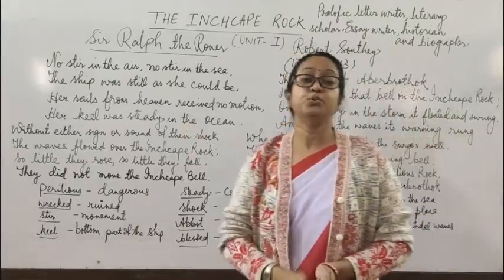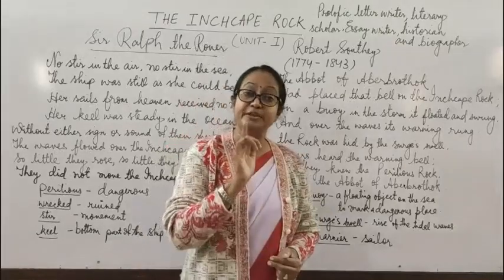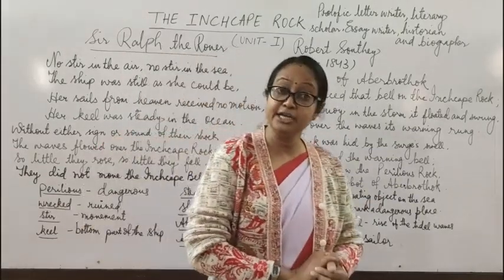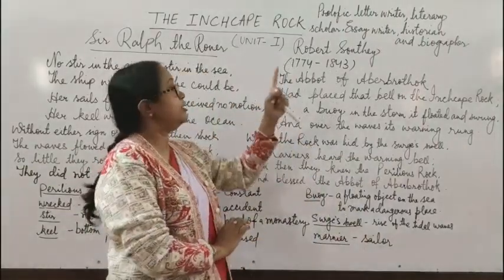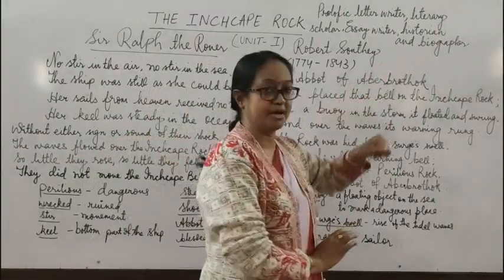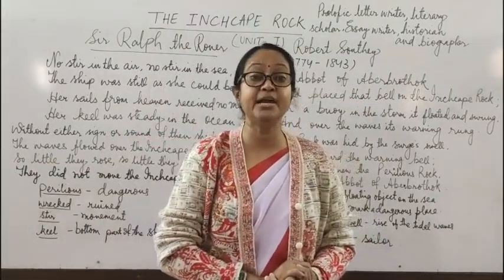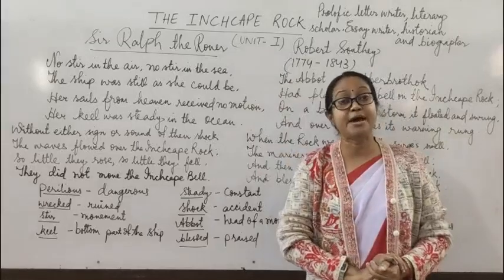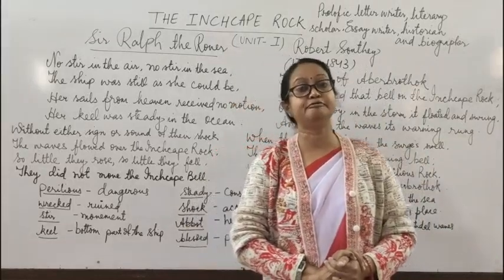Robert Southey was born on 12th of August 1774 and he died on 21st of March 1843. He was an English romantic poet, a prolific letter writer, literary scholar, essay writer, historian and biographer. And the Inchcape Rock is actually a perilous reef. Perilous means dangerous. So the Inchcape Rock is a perilous reef on the east coast of Scotland near the mouth of the River Tay.